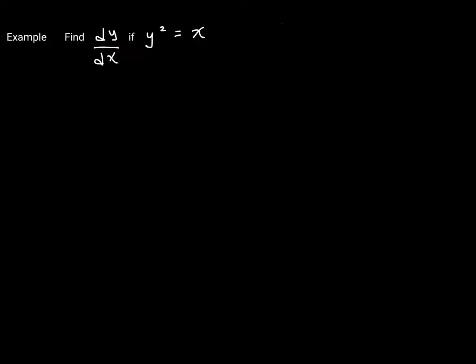Find dy dx, that is the derivative of y with respect to x, if y squared is equal to x. First of all, I would love for us to consider graphically what the graph of this equation looks like. Because y is being squared, we know it's a parabola opening sideways. And we know that it will be opening to the right and its vertex will be at the origin.